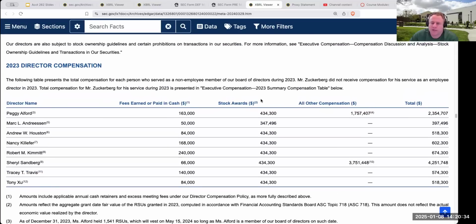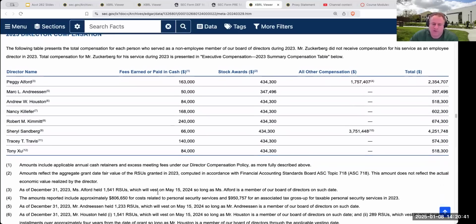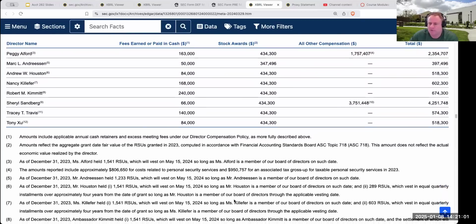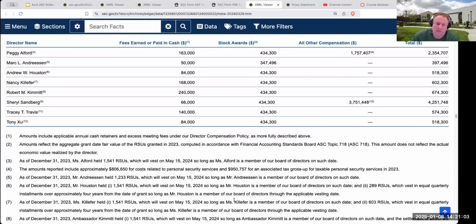Okay, so here we go. Look at basically the cash and the like. So basically stock awards, and you can go through and see this for all other compensation. So Miss Alford was given, the amounts reported include approximately 806,000 related to personal security, and then 950,000 for an associated gross up of taxable security services. So they're basically paying that.